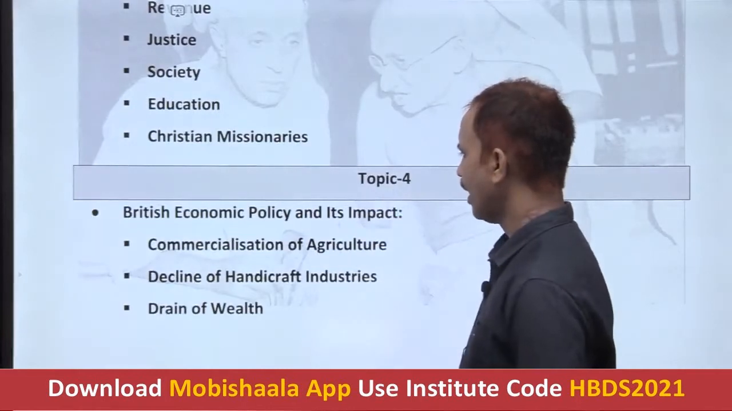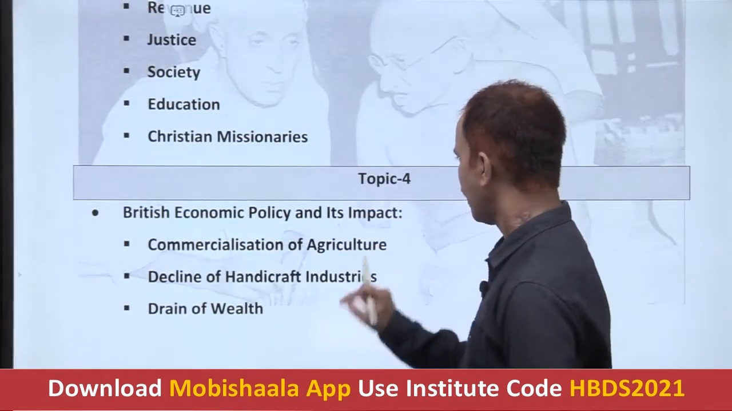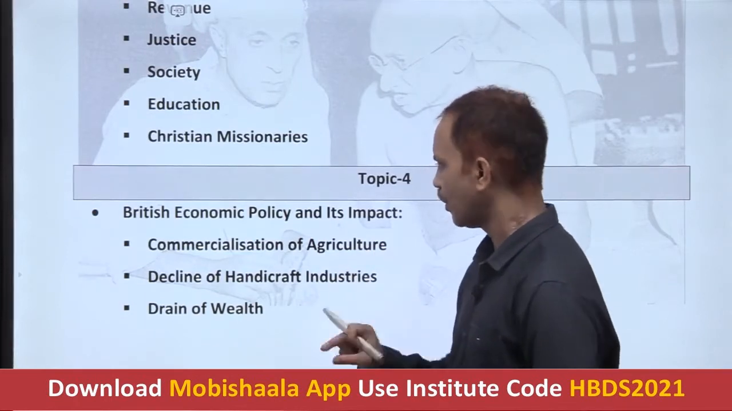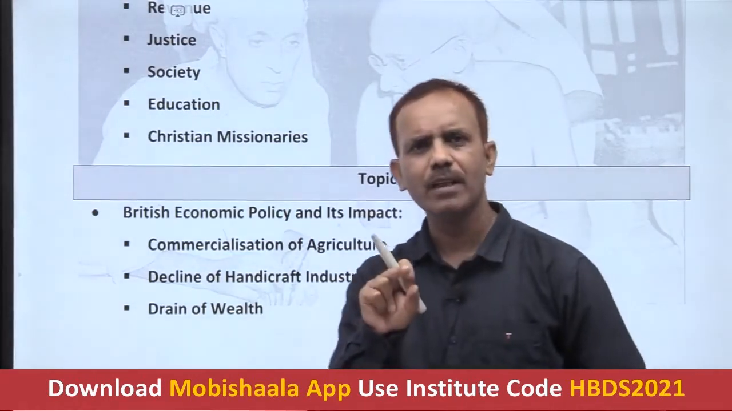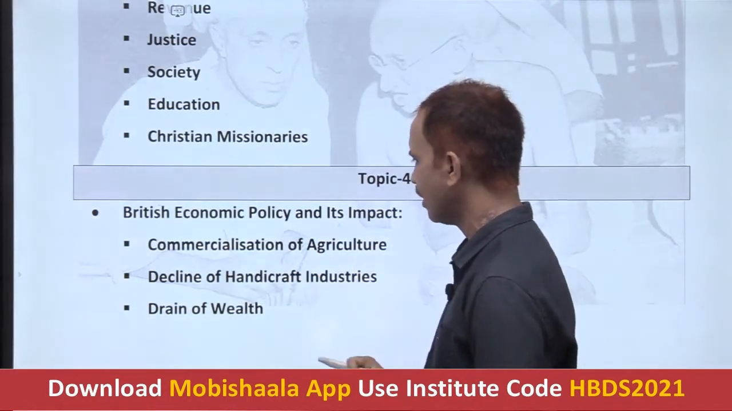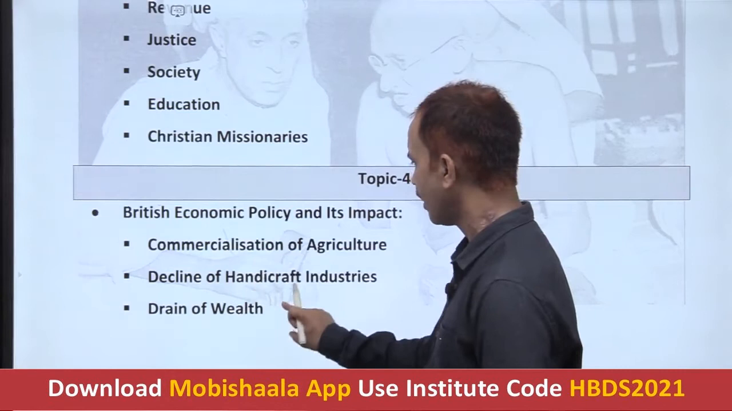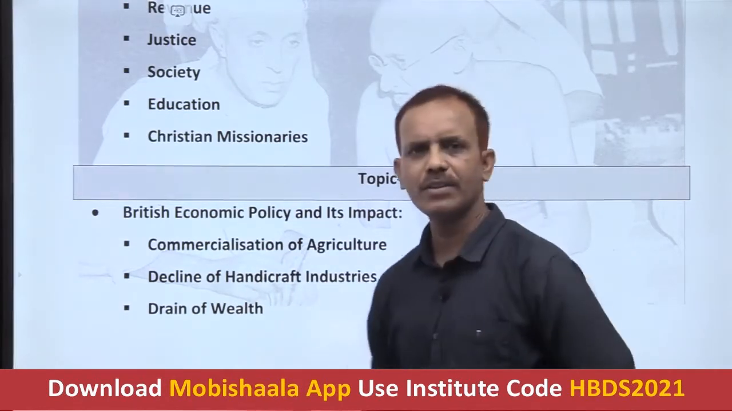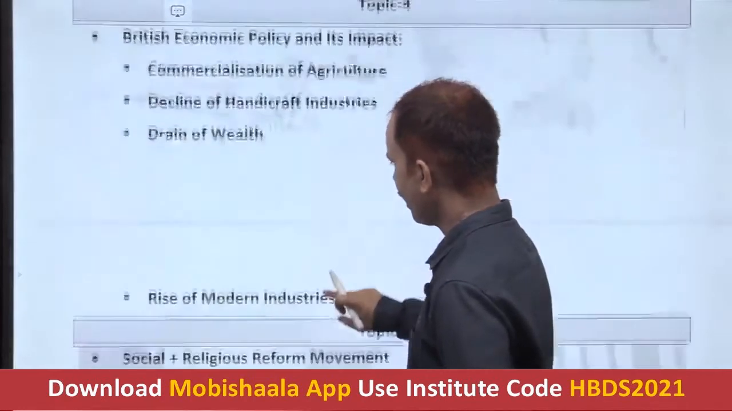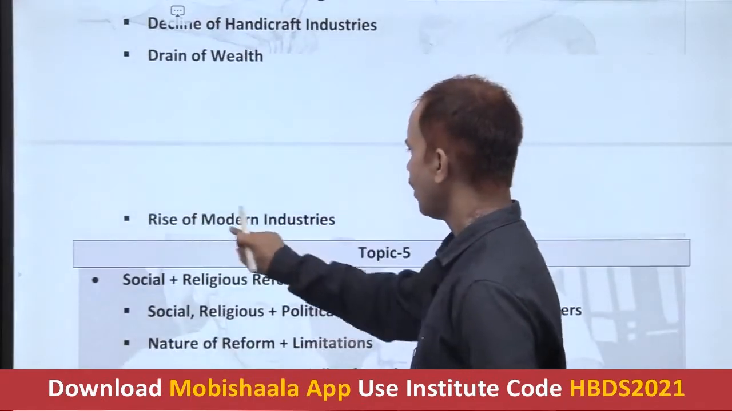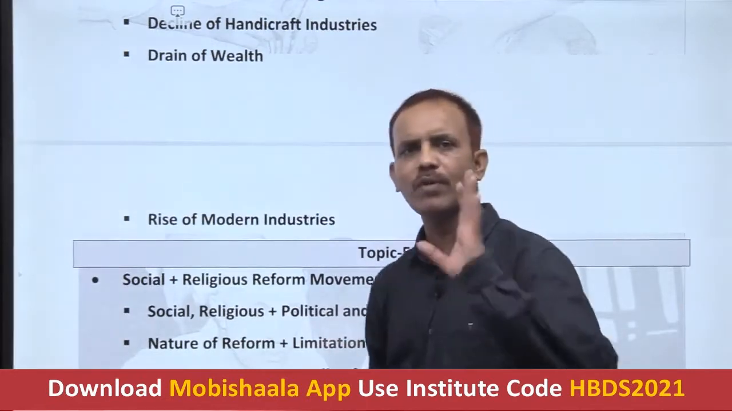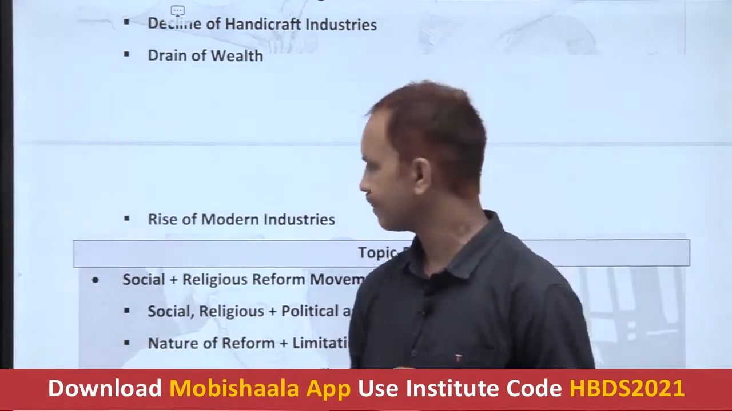Next topic would be the British economic policy and its impact. In this topic, we have to go through only 3 subtopics. One is commercialization of agriculture, second is decline of handicraft industry, and third is drain of wealth from India. Next, rise of modern industry. It means in this topic we have to go through 4 subtopics, right?